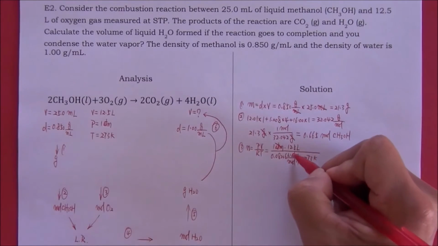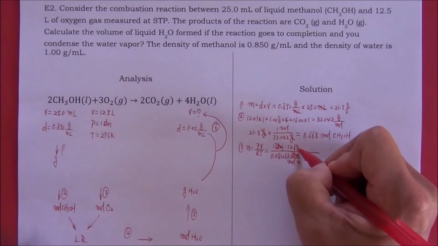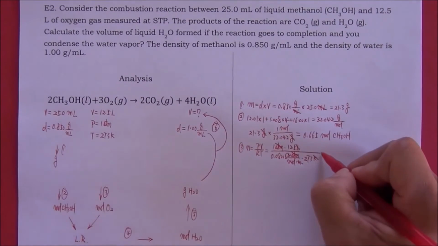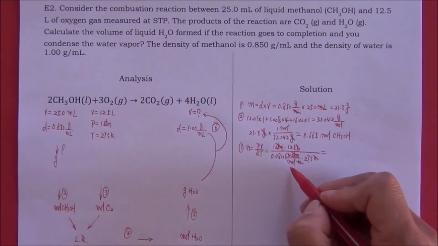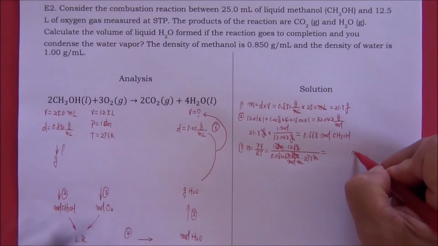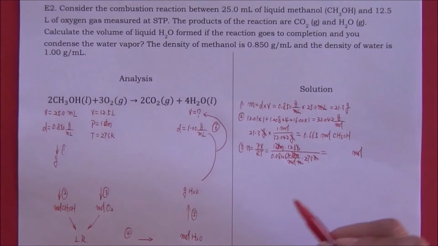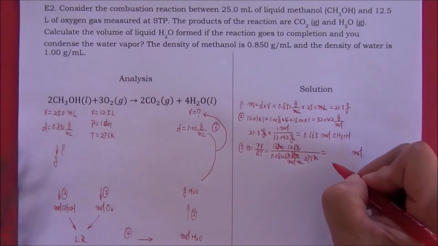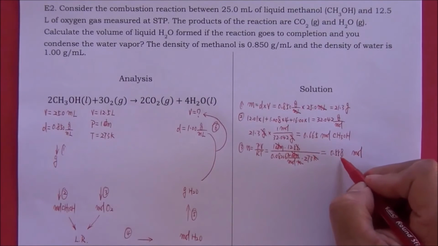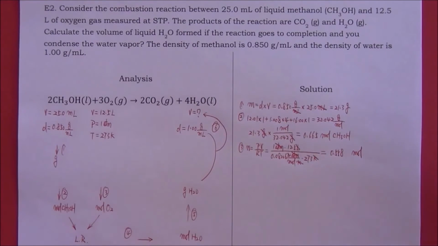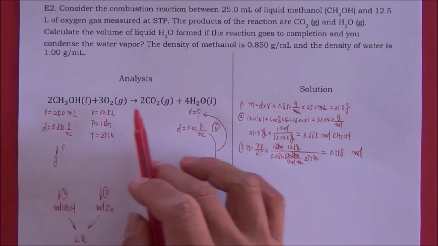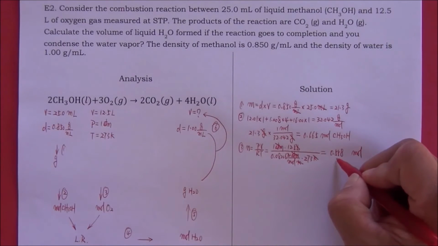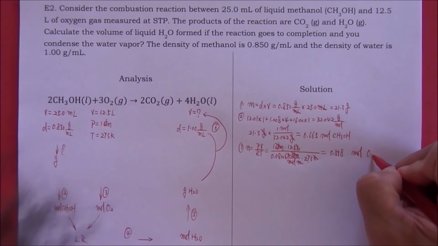Atmospheric pressure will cancel. Liter and liter will cancel. Kelvin and Kelvin will cancel. The unit we get will be moles. After we punch all numbers into a calculator, we get 0.558 moles. Since we have many chemicals in this problem, we'd better put down the formula behind the number and the unit.